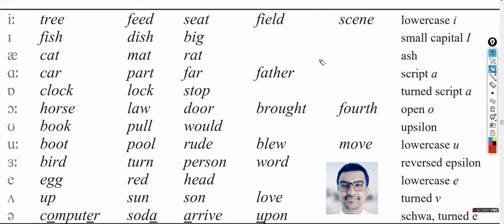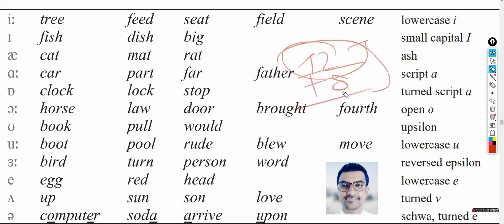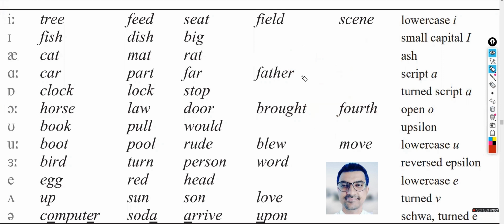Now we have the remaining 20. Here we are going to do 1, 2, 3, 4, 5, 6, 7, 8, 9, 10, 11, 12. So 12 vowel sounds, plus 8 diphthongs again. So it will become 20 sounds, in all 44 sounds.